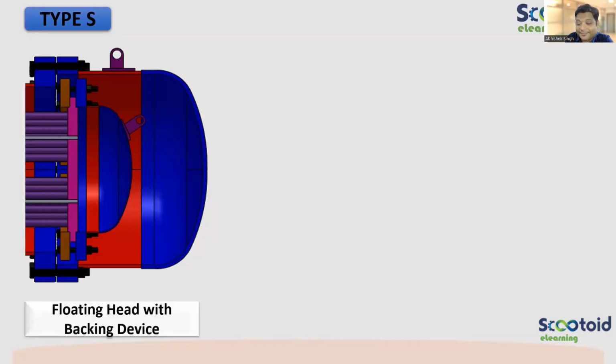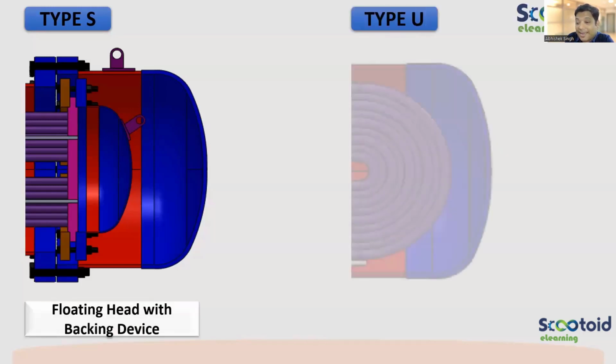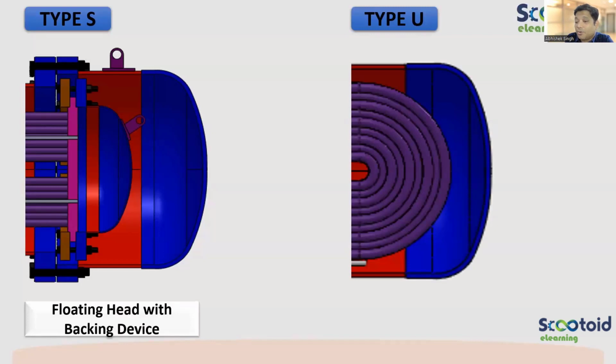So this is floating head with backing device. There is U type. You all know that. There will be just a U bundle going. So the rear end is basically nothing, just a shell cover. There is no channel on the rear end side. Just a U type, if it is a U tube.